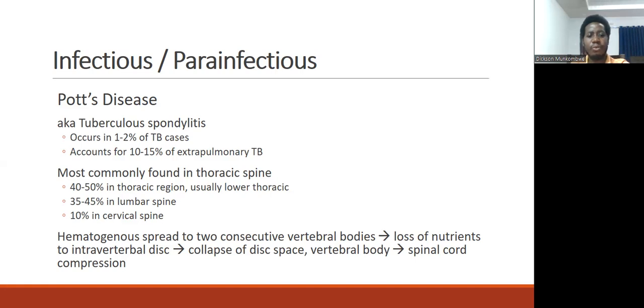Hematogenous spread to 2 consecutive vertebral bodies with loss of nutrients to the intervertebral disc and collapse of the disc space and vertebral body, which leads to spinal cord compression. This is often the progression of events or pathophysiology of Pott's disease and subsequent spinal cord compression, which leads to spinal cord myelitis or myelopathy.